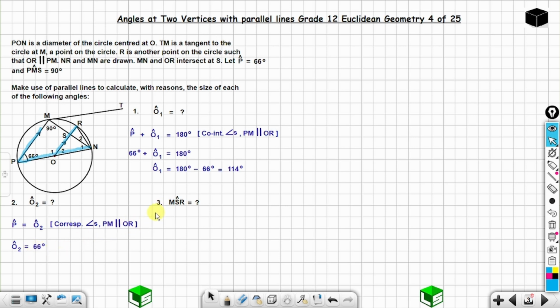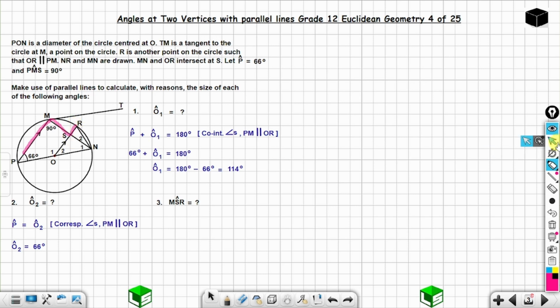Okay, let's move on. Now question 3. We are going to find the angle MSR. You have to find this angle. Can you see you can have a Z shape? This line is parallel to this line. Let me show you the Z shape.